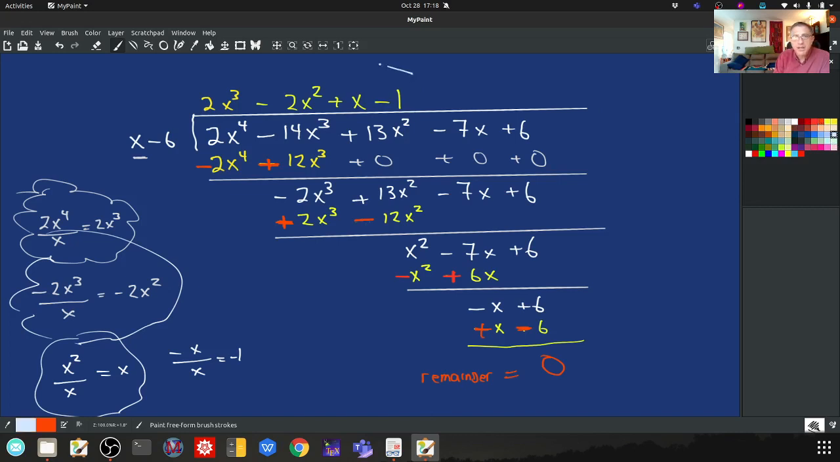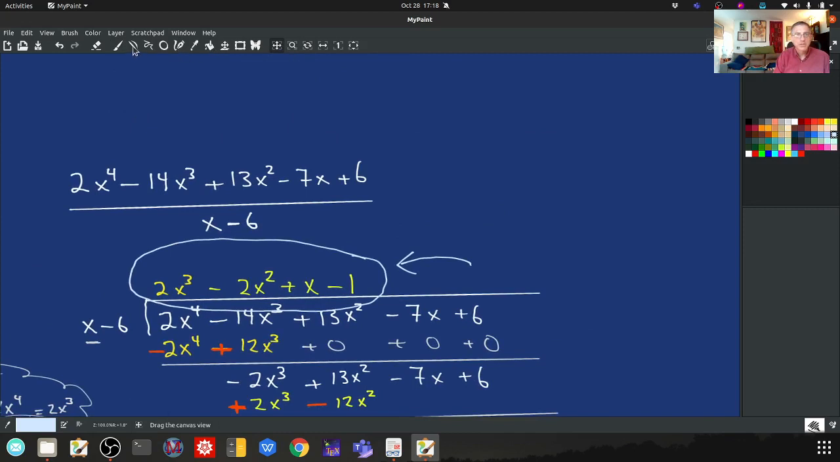This is the result of my division right there: 2x cubed minus 2x squared plus x minus 1. So 2x to the fourth minus 14x cubed plus 13x squared minus 7x plus 6, divided by x minus 6, is equal to this right here in yellow. Okay.